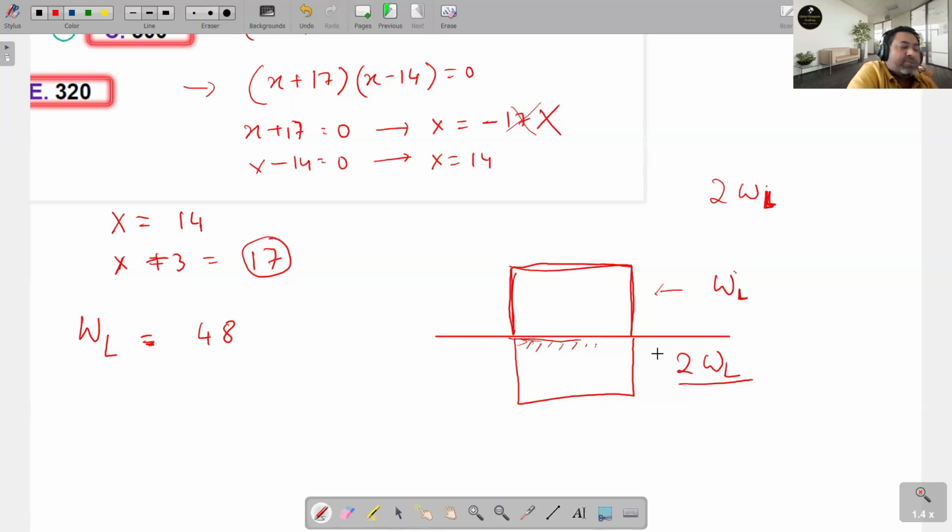So if this area is maximum, then obviously this area will be also maximum. This particular rectangle which you get, which has a perimeter of 2WL, if its area is maximum, then half of its area will be also maximum, correct? And when can this area be maximum? When it is a square, right?